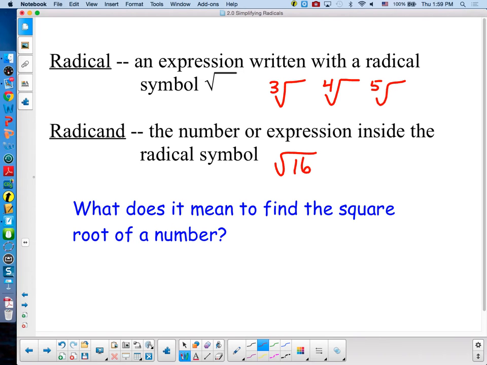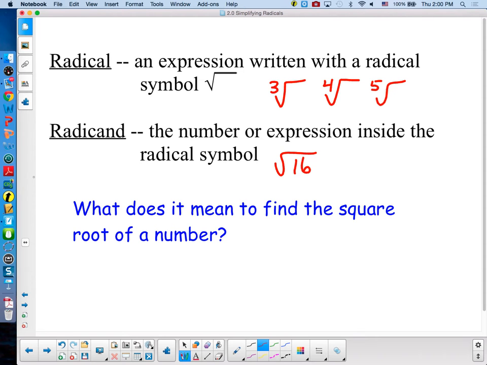Why? Because 4 times... Explanation? You're able to explain. You want to try? Because 4 is the only number times itself that equals 16. Okay, so you're looking for a number times itself. 2 identical numbers that multiply to give you the 16.